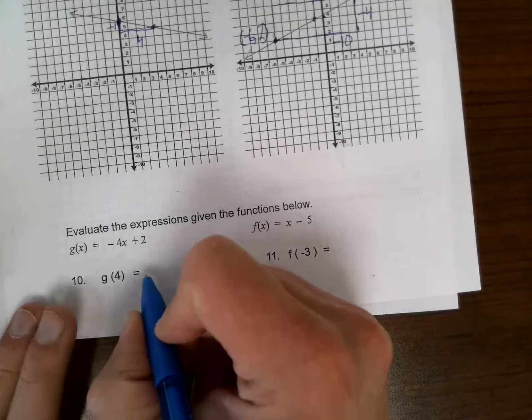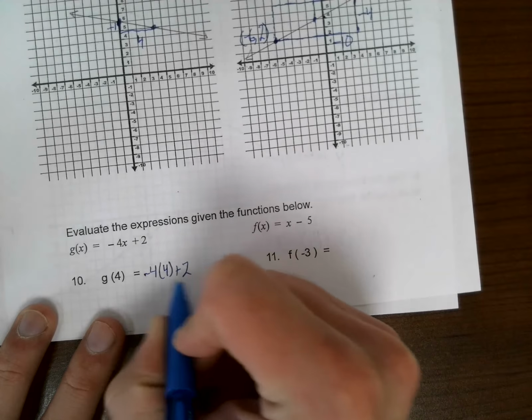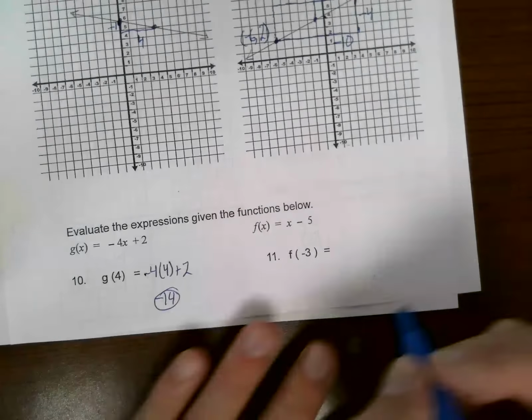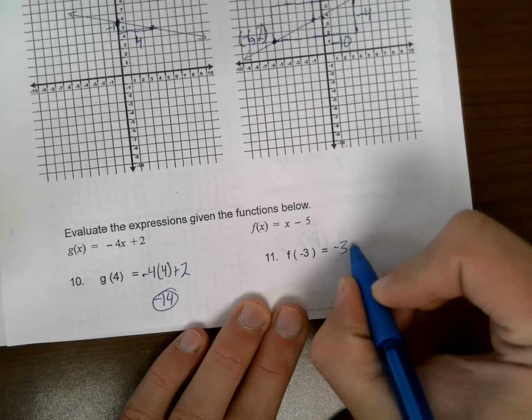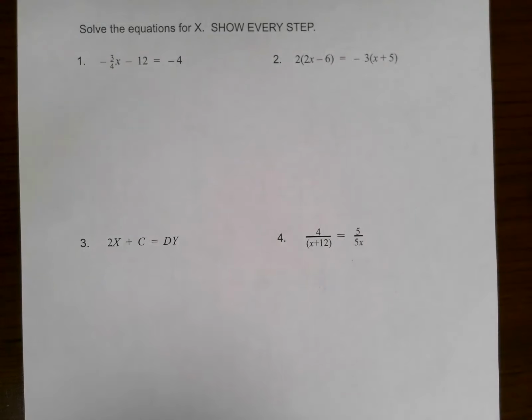All right, for 10 and 11, we just plug this in. So g of 4 is going to be -4 times 4 plus 2. So -16 plus 2 is -14. And f of -3 minus 5 is going to be -8.